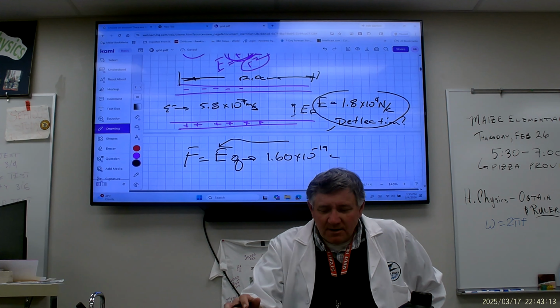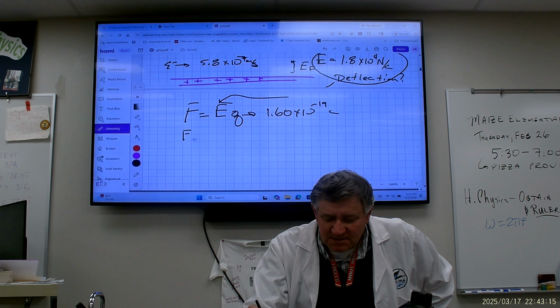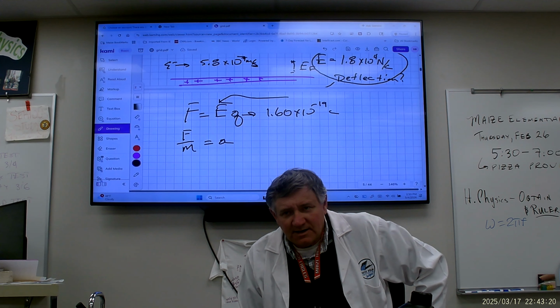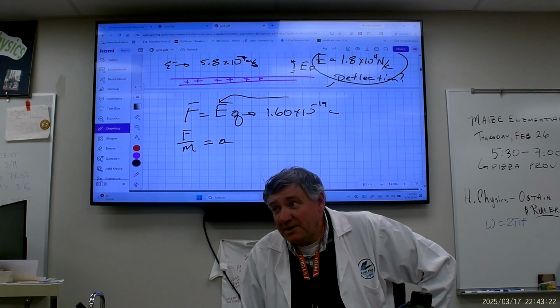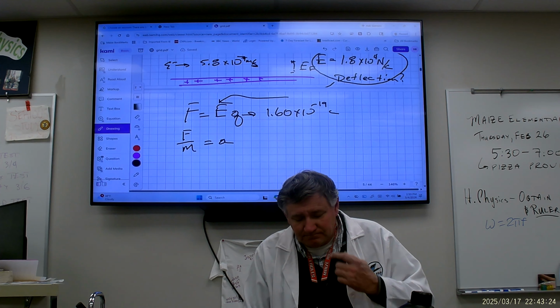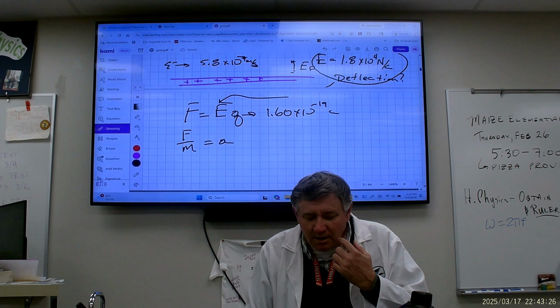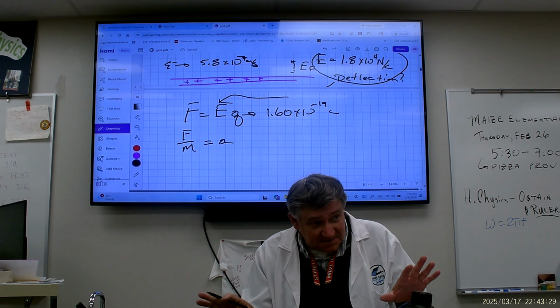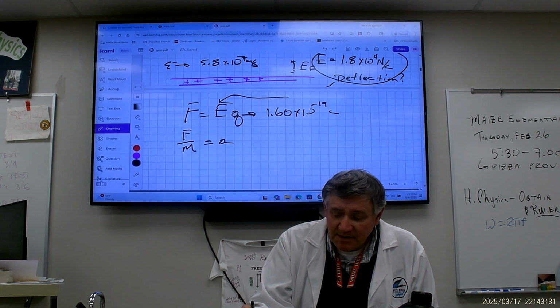With that equation, I can take that force and divide it by the mass to get acceleration. An acceleration that's going to be a pretty big number. Really big. Okay, I'm just trying to get you through the process.